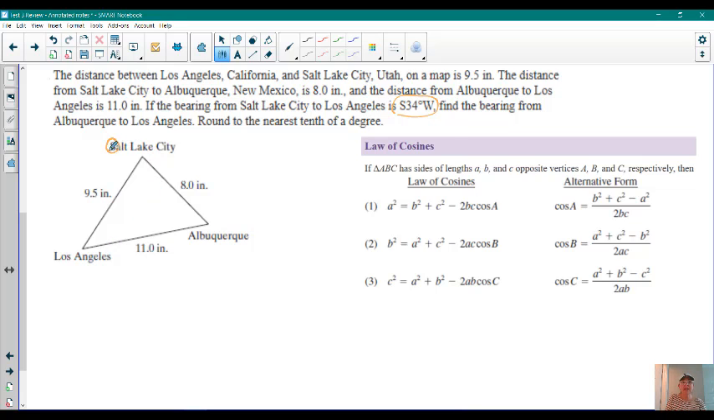So for the purposes of this problem, I'm going to refer to this as angle S, this is angle L, and this being angle A. So from Salt Lake City, what I'm going to need is one of those compass directional orientations for me. Okay, so here's north, south, east, and west. I know that this bearing is 34 degrees west of south. So I would start at south, go 34 degrees to the west. I know that this angle here is 34 degrees.